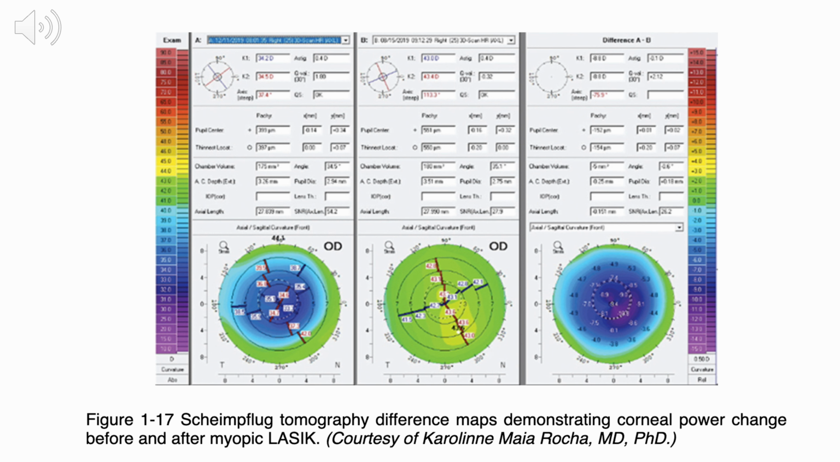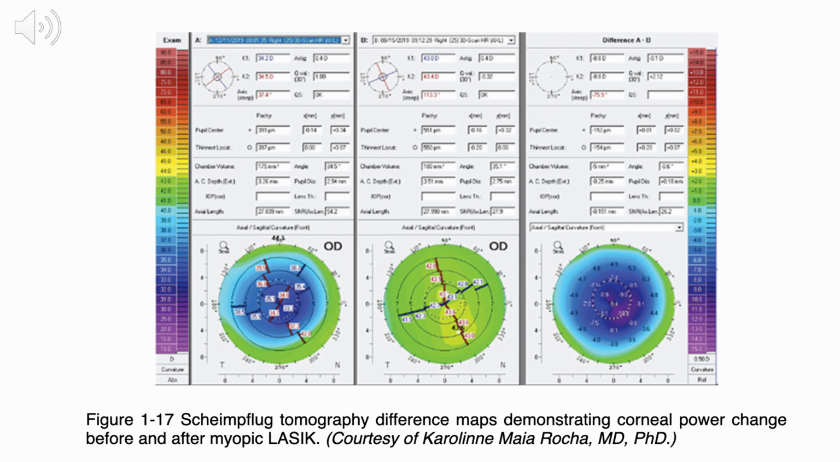The central blue area represents flattening, corresponding to the myopic correction, while the surrounding colors show how that change transitions toward the periphery. Difference maps are especially useful because they remove baseline anatomy and let us focus on what actually changed, rather than what the cornea looked like at a single time point. Clinically, this helps confirm whether the intended refractive effect was achieved and whether the ablation was centered, symmetric, and appropriately sized.